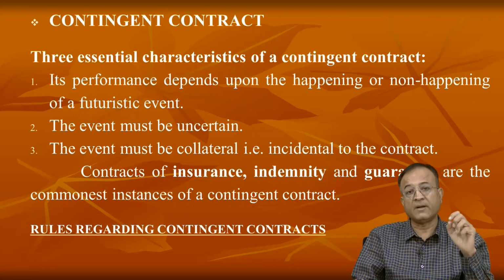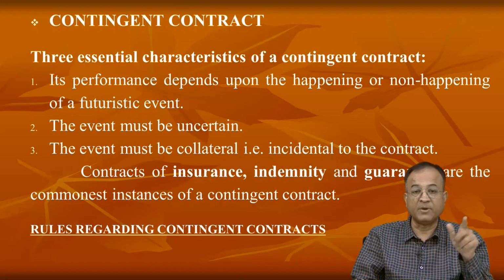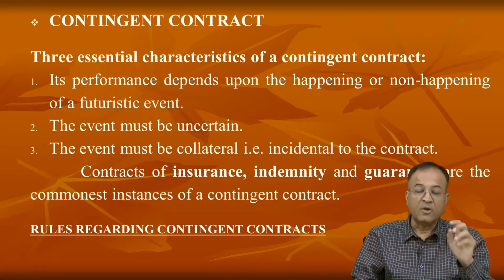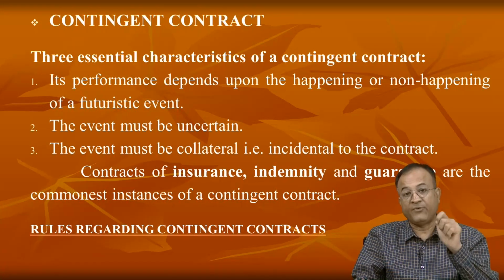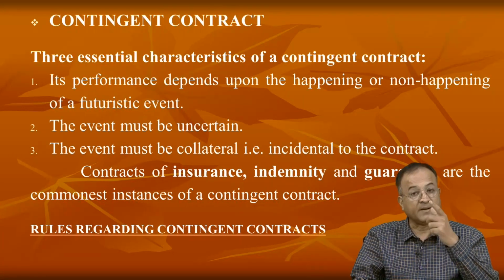Fifth, contingent agreements to do or not to do anything if an impossible event happens are void, whether or not the fact is known to the parties. Section 36.